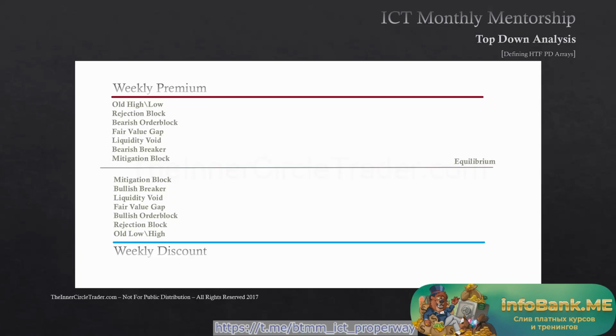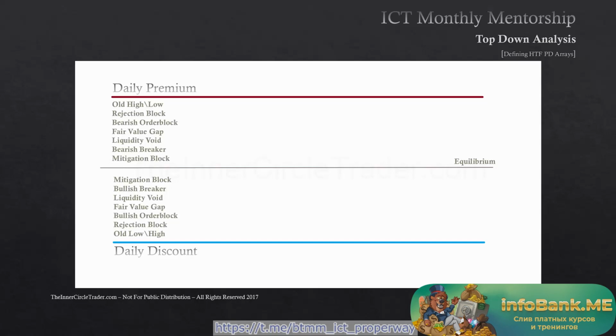The same things we just outlined for the monthly are seen for the weekly, both premium and discount. The same hierarchy in how you would expect to see these arrays occur in price action. This is the way they are seen. And obviously the same thing is said for a daily chart. Nothing's changed. The same hierarchy exists.